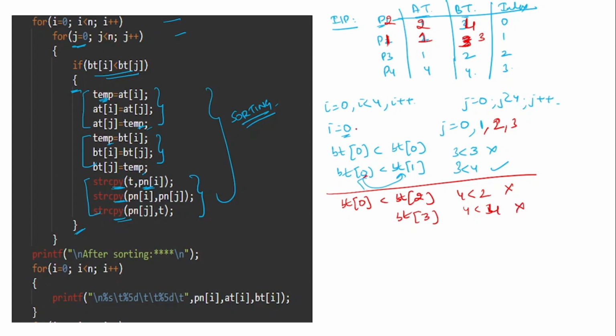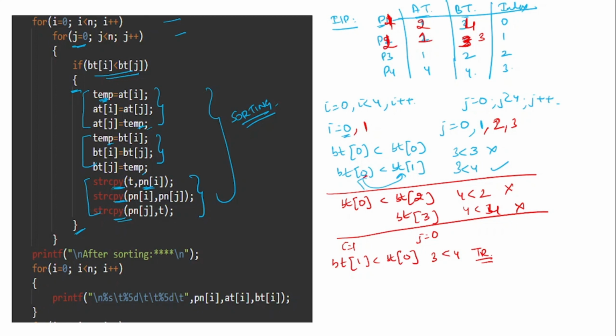So now i is incremented, i equal to 1. Now i equal to 1, the j would again start from 0. So i equal to 1 and j is 0. I check that BT of 1 is less than BT of 0. So burst time of 1 is 3 and BT0 is 4. So this is true again. Then again a swapping is done. So we again swap the values P1 and P2. So again this would be P1 only, this would be P2.